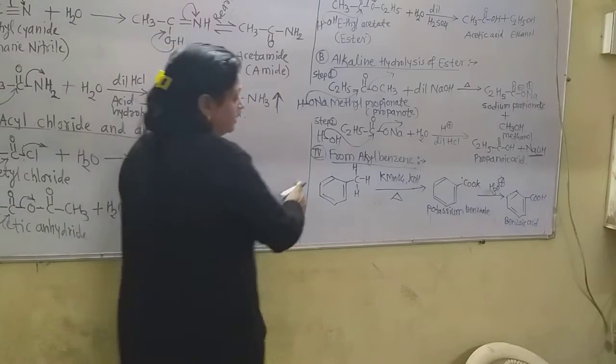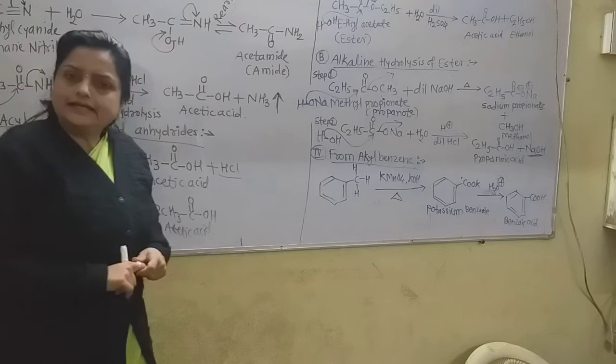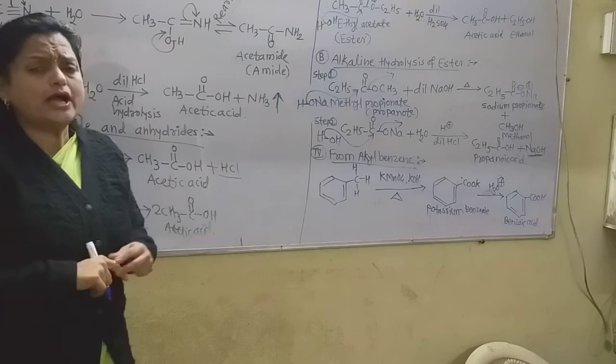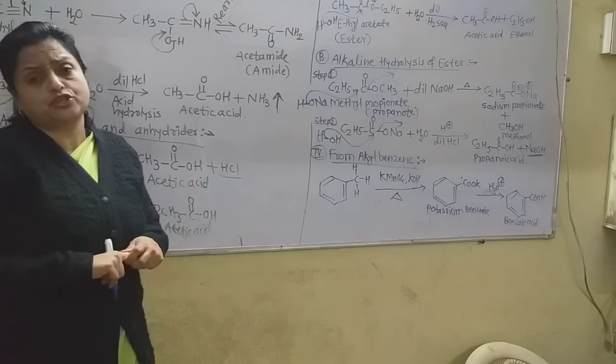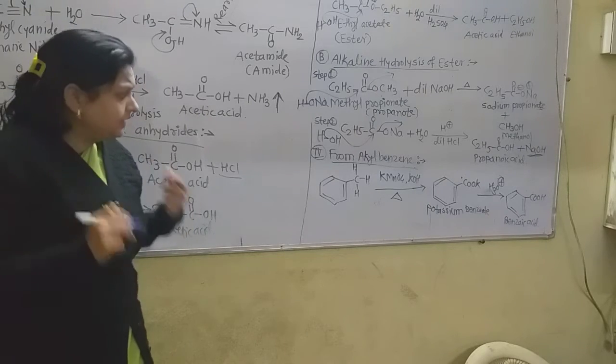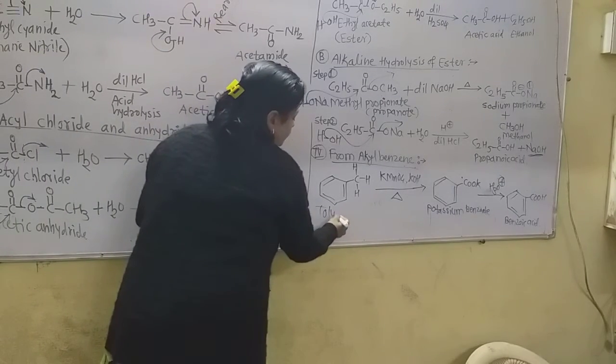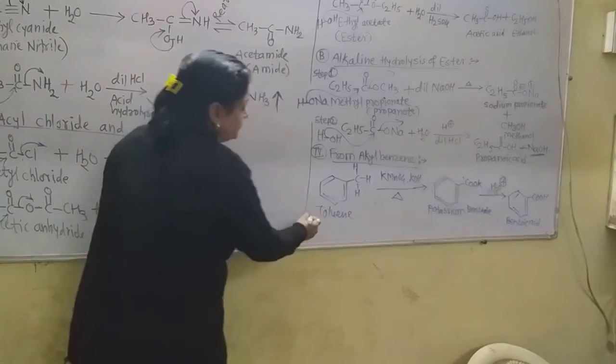Now see here, the fourth method is from alkyl benzene. Alkyl benzenes are hydrocarbons, as we saw in the preparation of aldehydes from hydrocarbon. Similarly here we use the alkyl benzene, and the name of this alkyl benzene is toluene. We know that this is toluene or methyl benzene.